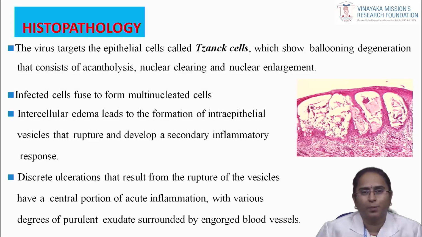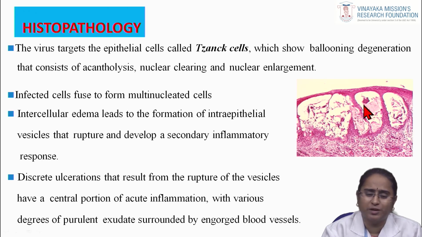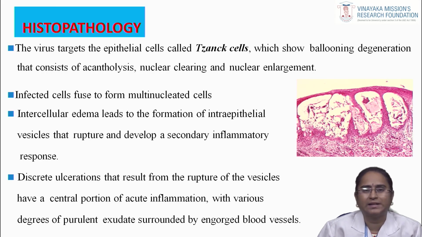And coming to the histopathology, the common identification is Tzanck cells, which show ballooning degeneration that consists of acantholysis, nuclear clearing and nuclear enlargement. These infected cells fuse to form multinucleated giant cells, whereas there will be discrete ulcerations that result from the rupture of the vesicles, having a central portion of acute inflammation.